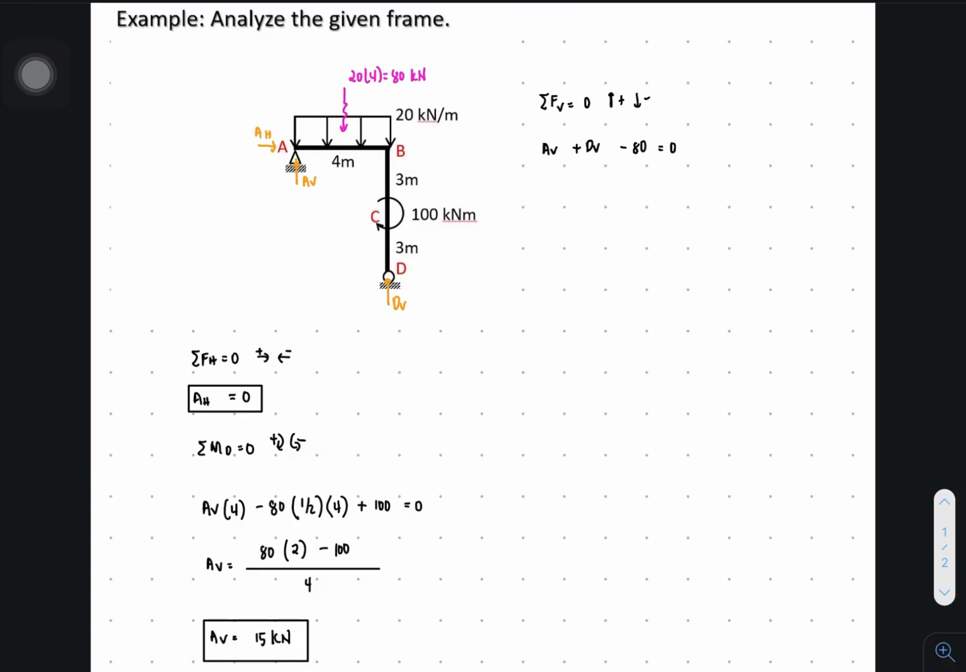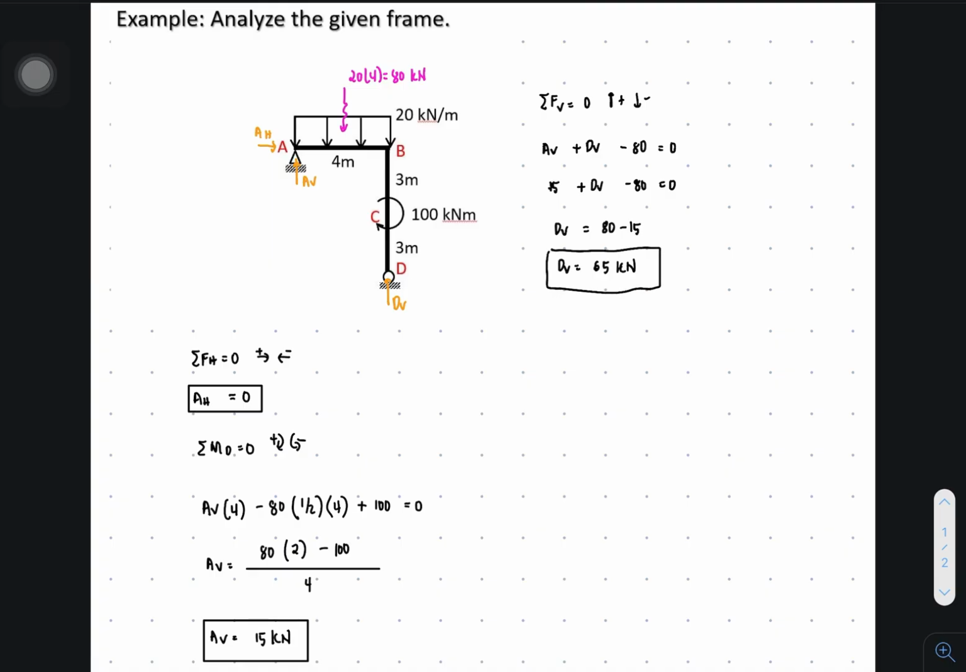So now, since AV is already 15, and then DV is the unknown, and you have negative 80 equal to 0, let us simplify. Transpose all the terms except DV to the other side. So that's going to be DV equal to positive 80 minus 15. So DV now is, no, that's 65 kilonewtons.